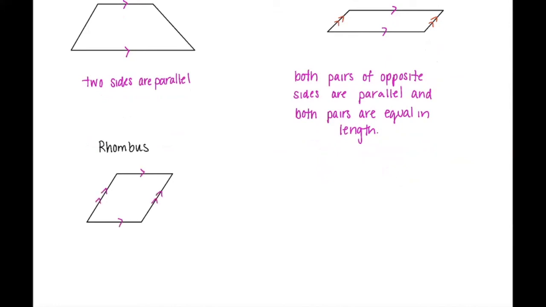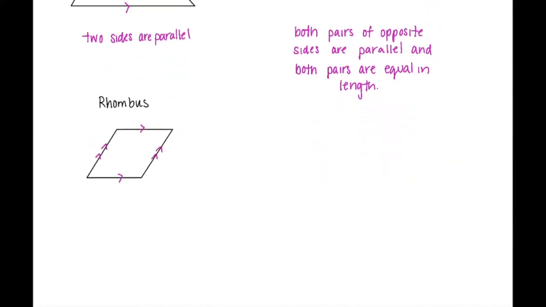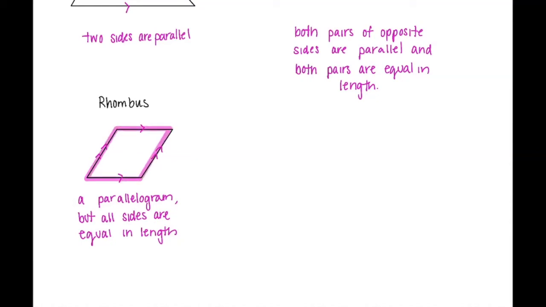Likewise, the left and right are parallel. So a rhombus is a parallelogram. So bad at spelling. Parallelogram. So it is a parallelogram, but all sides are equal in length. So these four sides all have exactly the same length.